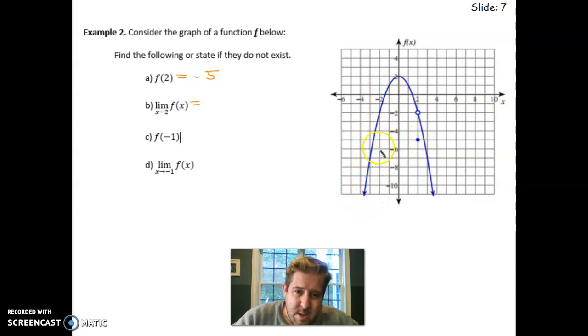No pun intended. So if I come in from the left-hand side, you'll notice that this graph is getting closer and closer to a height of negative 2. From both the left side and if I trace it this way from the right side. So whether it be from the left side or the right side, you are approaching a height of negative 2. Now that's not the answer at f of 2, but it is going to be the limit because that's the point that we were approaching.